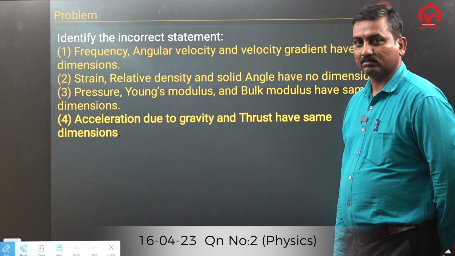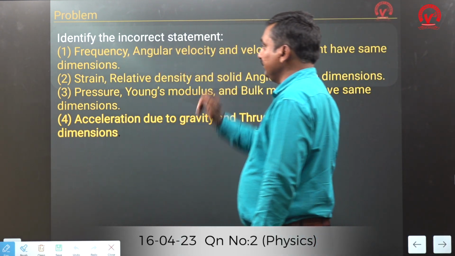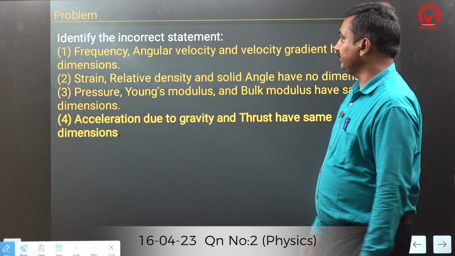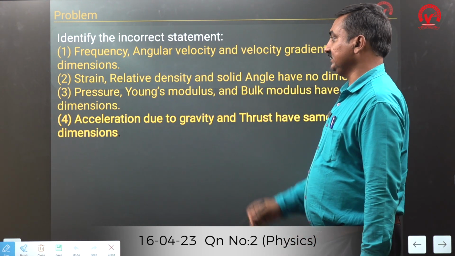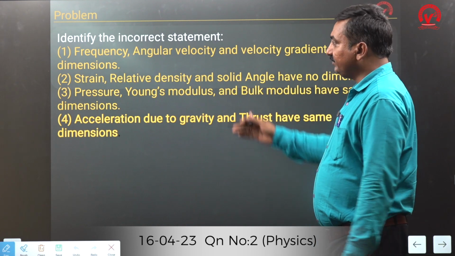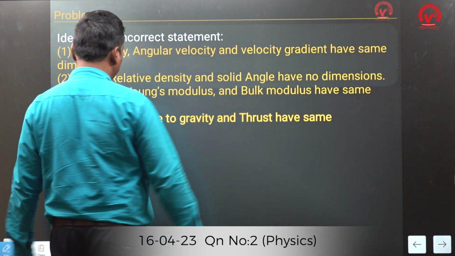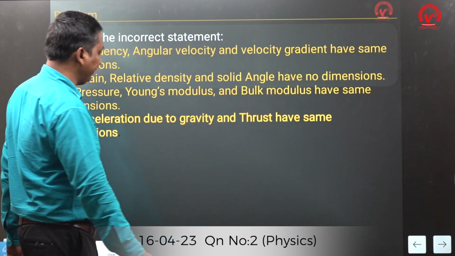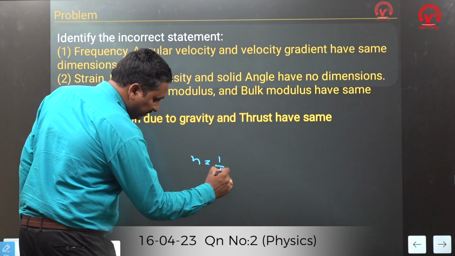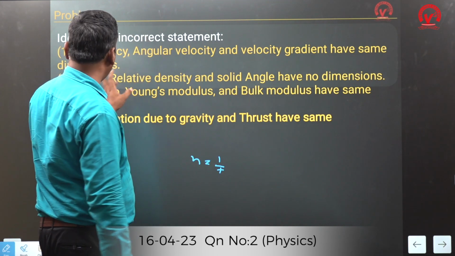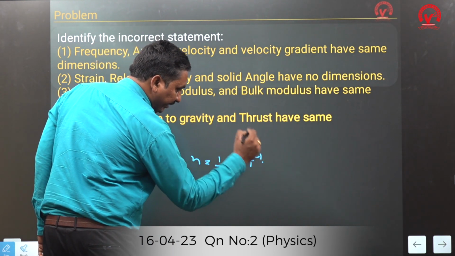Next question. Identify the incorrect statement. Here 4 options are given. In these 4 options we have to find out what is the incorrect statement. So one by one we have to check. In the first option we have frequency. We know that the reciprocal of frequency is called time period. Frequency has the dimensional formula T power minus 1.